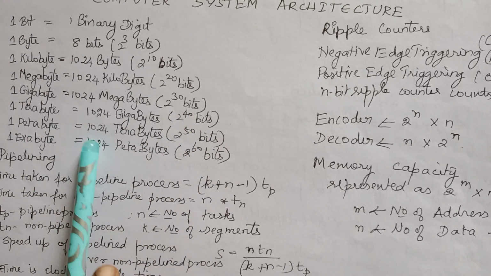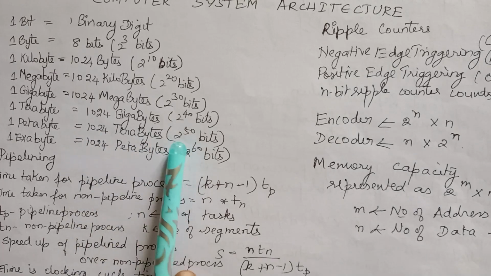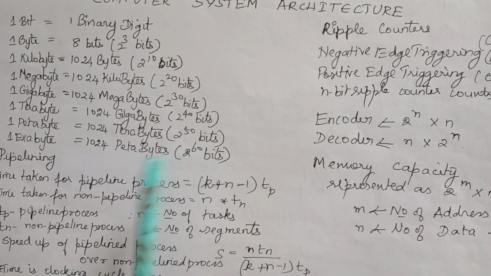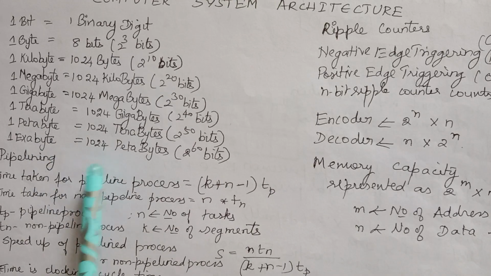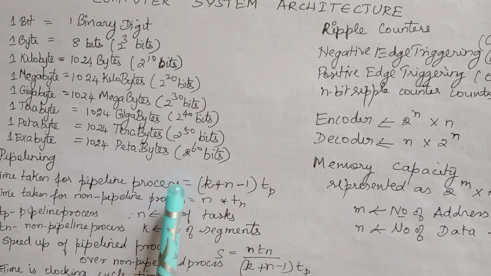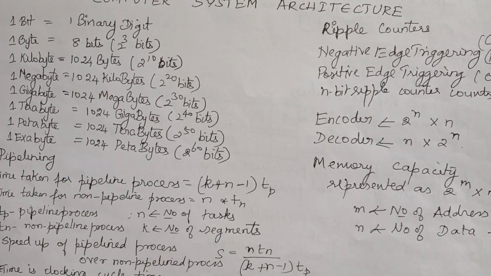1 petabyte is equal to 1024 terabytes, that is 2 power 50 bits. So 1 exabyte is equal to 1024 petabytes. It will be 2 to the power 60 bits.